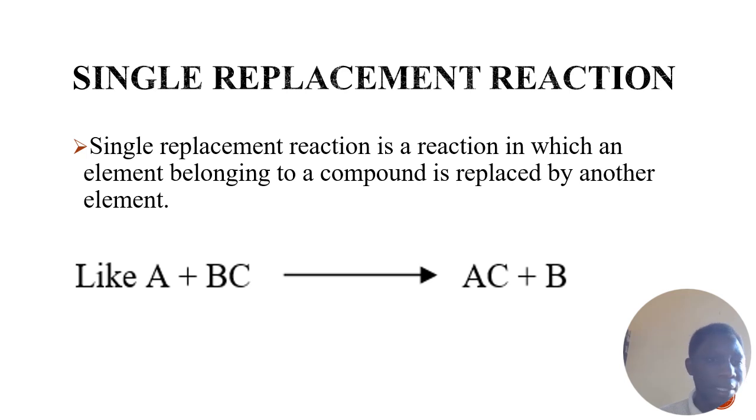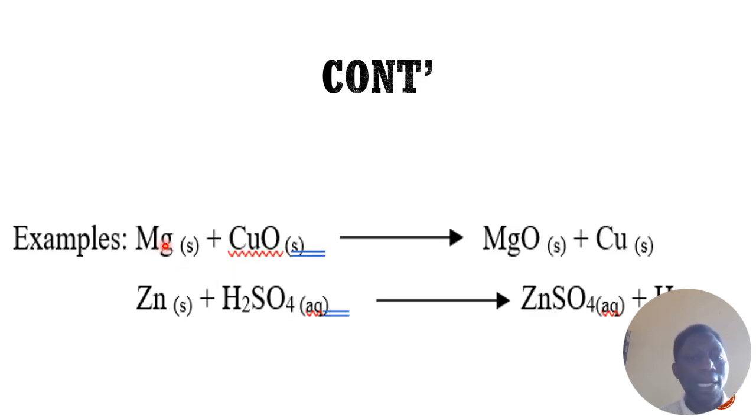Let's take the real examples. When magnesium reacts with copper oxide, this produces magnesium oxide and copper. To mean, this magnesium attacks oxygen, but here copper remains alone. Example 2, zinc reacts with sulfuric acid to produce zinc sulfate and hydrogen gas. There is a single movement here, but this hydrogen remains alone.